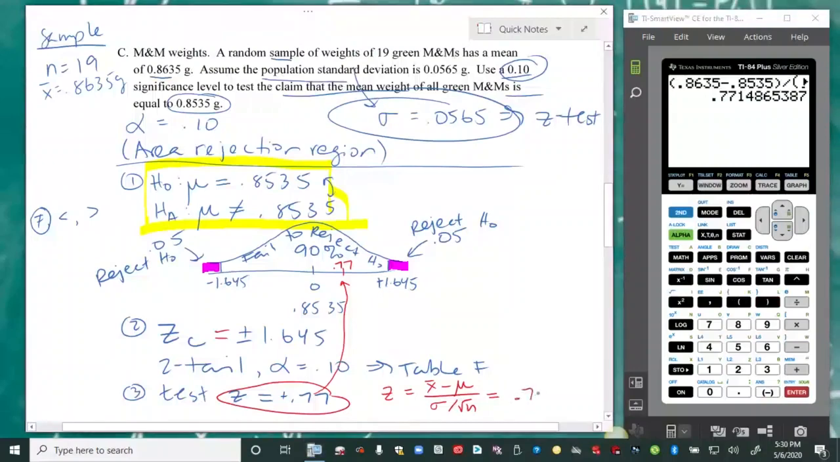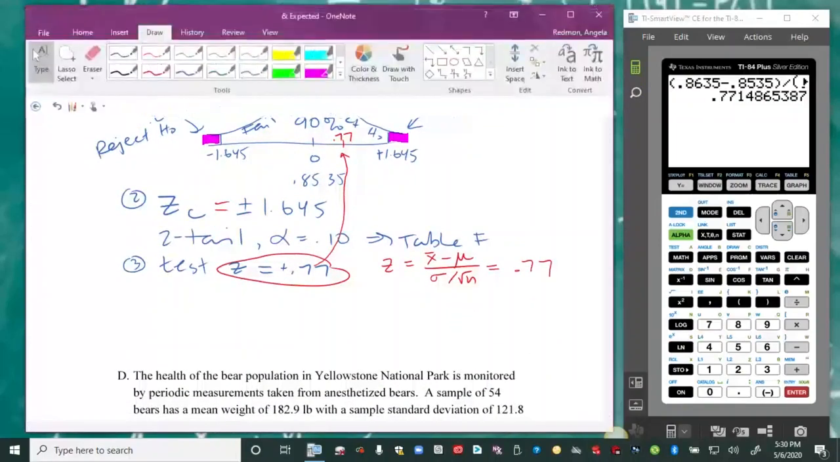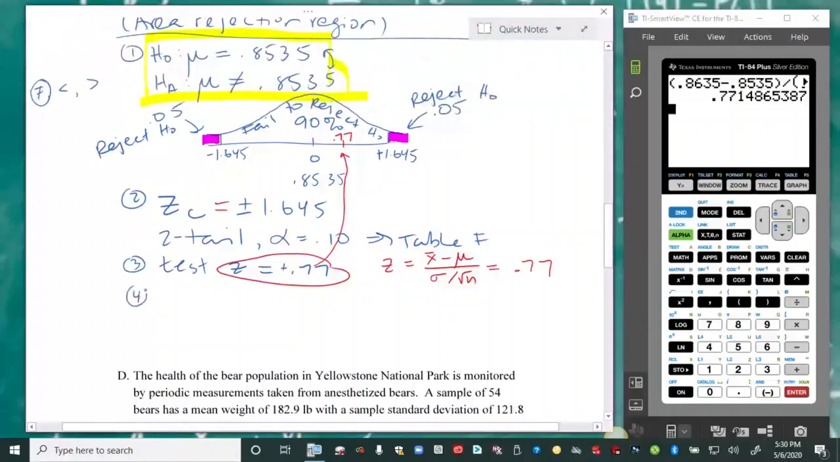So I get 0.77. So either way, doesn't matter, the calculator, or you can go ahead and do this by hand. Either way, I am not more than 1.6 standard deviations away. Instead, I'm only 0.77 standard deviations away. So that tells me that I am not significantly different. So my next step is my decision. Step number 4, this is either reject or fail to reject. This is another fail to reject the null hypothesis.